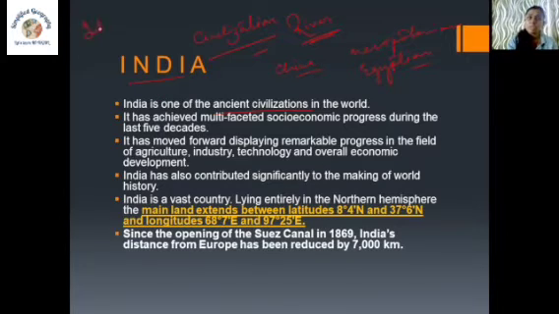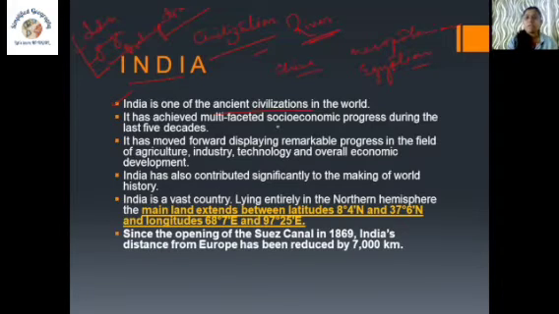The ancient rivers are Indus, Ganga or Ganges, whatever you would like to say, and Brahmaputra. These are the three important rivers of India. After this chapter, when we start the drainage system, which is in the second or third chapter of class 9 CBSE curriculum, you will know about these rivers and their tributaries, and what different landforms they formed. So all those we will learn later on. First thing first, India is one of the ancient civilizations in the world.